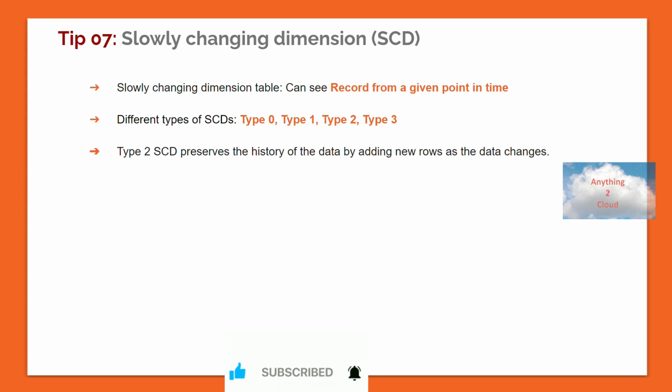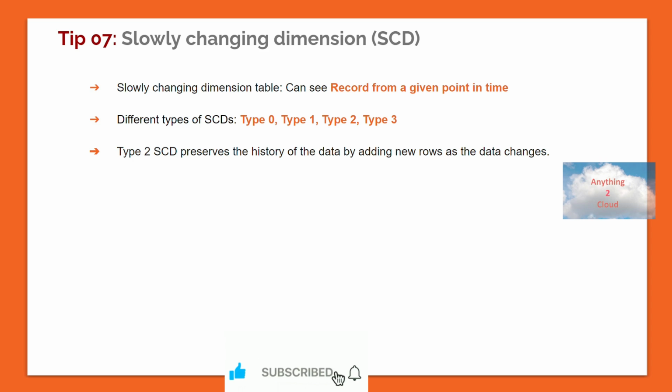And next step is on slowly changing dimension, called SCD. The slowly changing dimension table can help you to see the record from a given point in time. The different types of SCDs are type 0, type 1, type 2 and type 3. The type 2 SCD preserves the history of the data by adding new rows as the existing data changes.